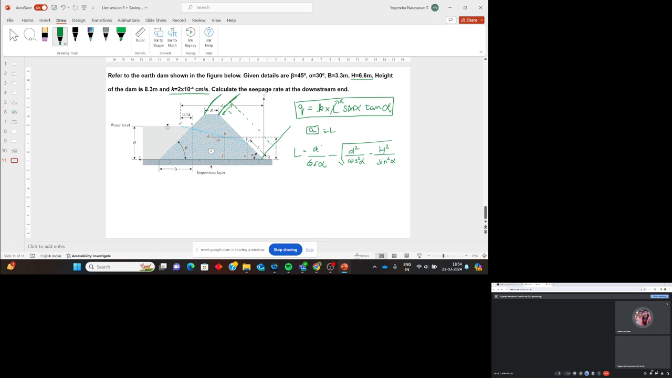Do we know D? D is not the height of the dam. It is the width of the dam, denoted D in the diagram. We do not know D, so we need to calculate D. Alpha is equal to 30. How will you calculate D?